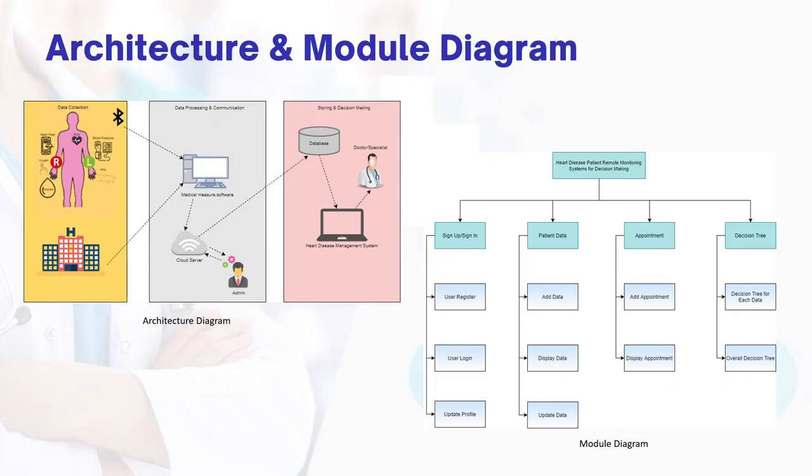Then we go through the architecture and module diagram. First is the architecture diagram, in which we have three phases. The first one is data collection, where data is obtained from patients' health devices and data history from the hospital.